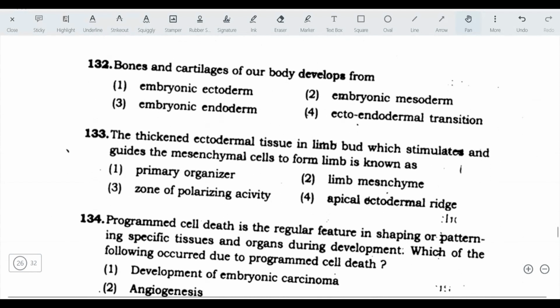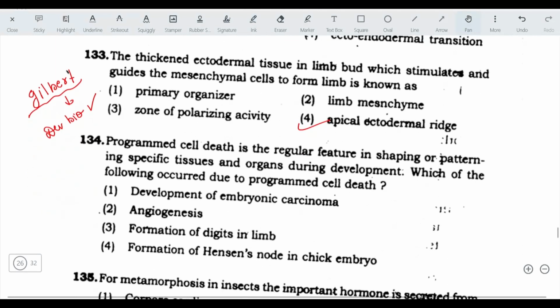Next question, bones and cartilage of our body develop from embryonic mesoderm. The thickened ectodermal tissue in the limb bud which stimulates and guides mesenchymal cells to form the limb is known as the apical ectodermal ridge. I suggest you read Gilbert's book on developmental biology. So this question will be most comprehensively covered from books.